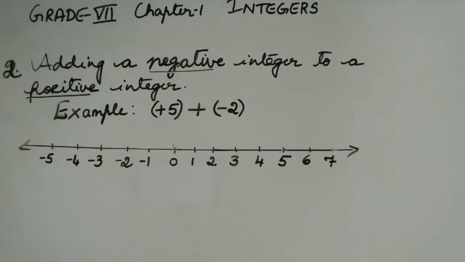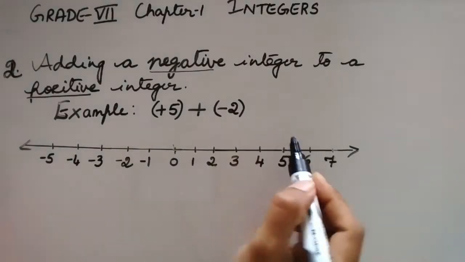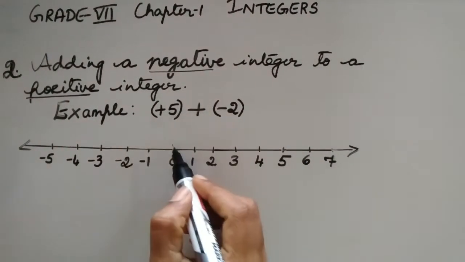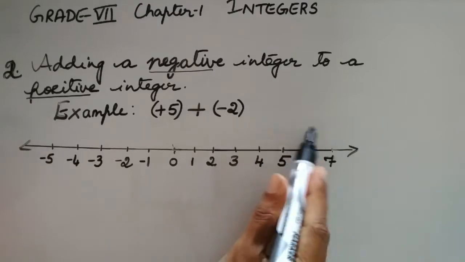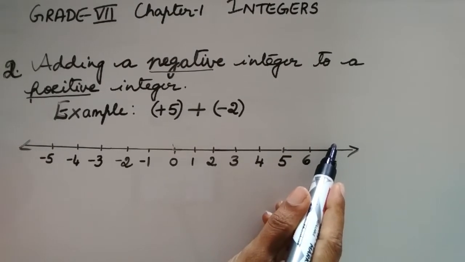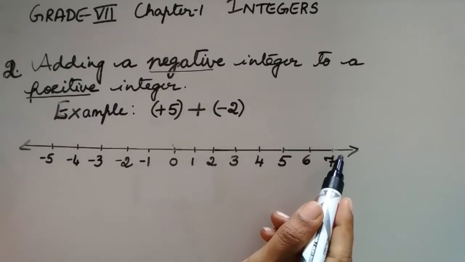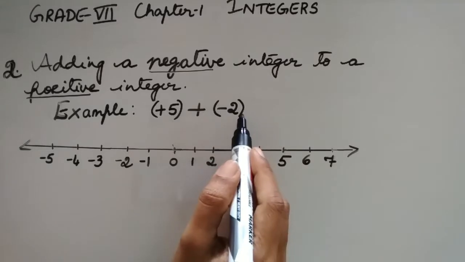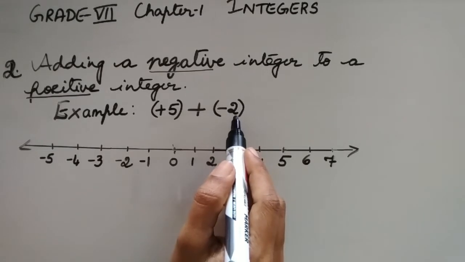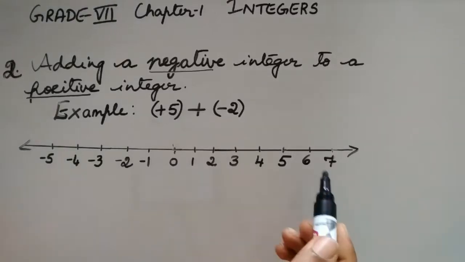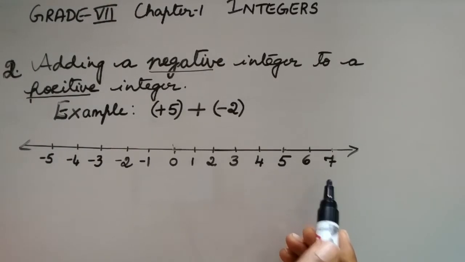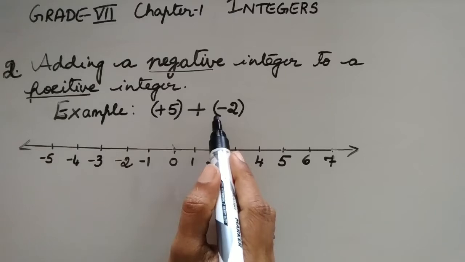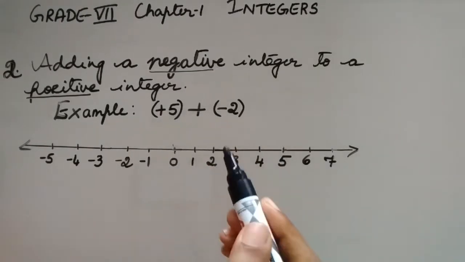When we added in the first one plus 2, we moved to the right, isn't it? It was 5 plus 2. We moved to 5 and then 2 steps further, that is to the right itself. Now here, we have to add minus 2, isn't it? That is a negative number. So when we added plus 2, we moved to the right. Since we are adding a negative number, we need to move to the left.